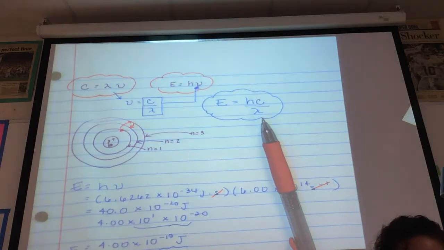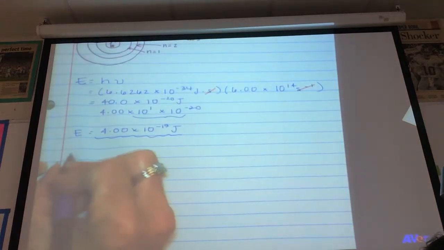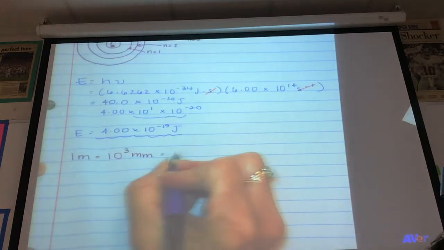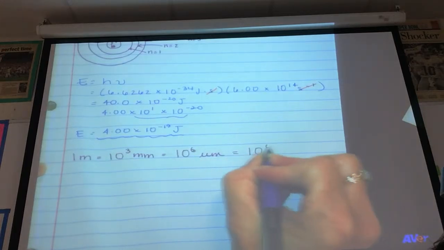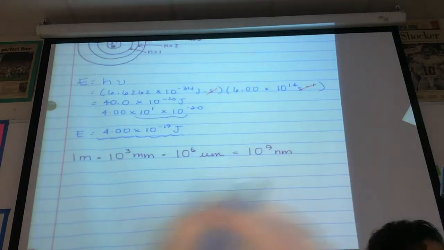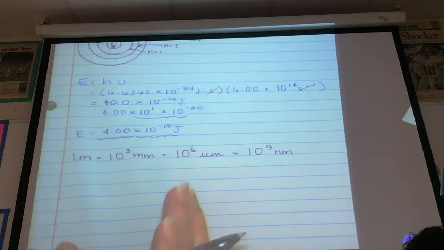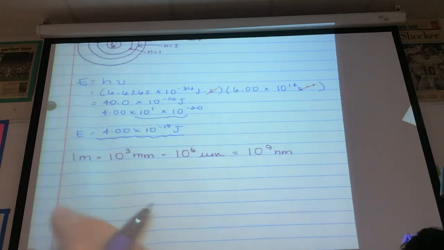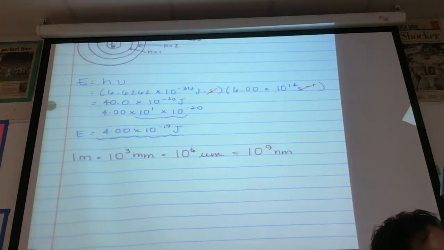Also, what I want to remind you of, especially since so many of you were out the other day, we know that 1 meter is 10 to the 3rd millimeters, or 10 to the 6 micrometers, or 10 to the 9th nanometers. Visible light is in the nanometer range, and as a result, we talked about the other day how you must have wavelength in meters or you won't get cancellation of units. So if you're given nanometers, you need to convert to meters before you do the calculation.